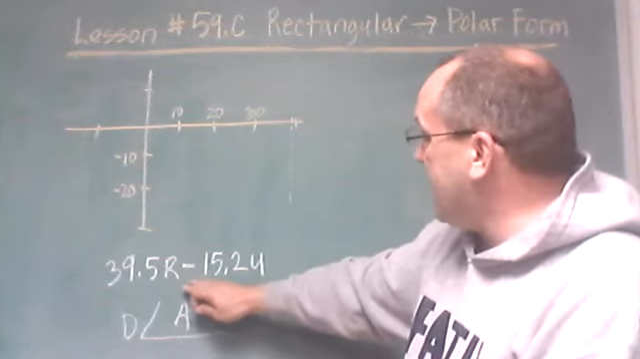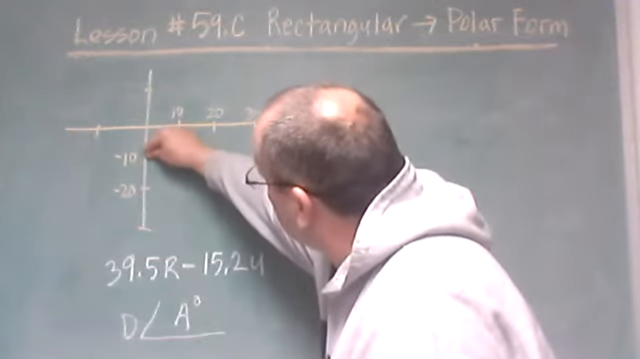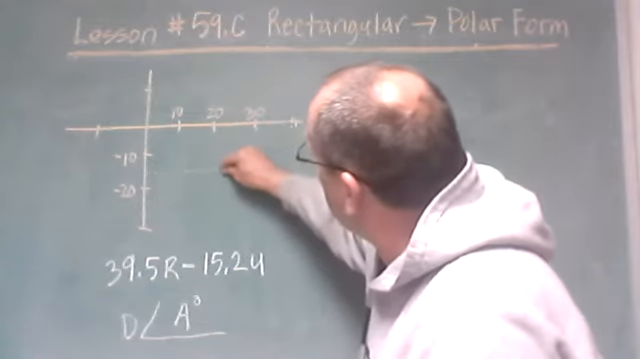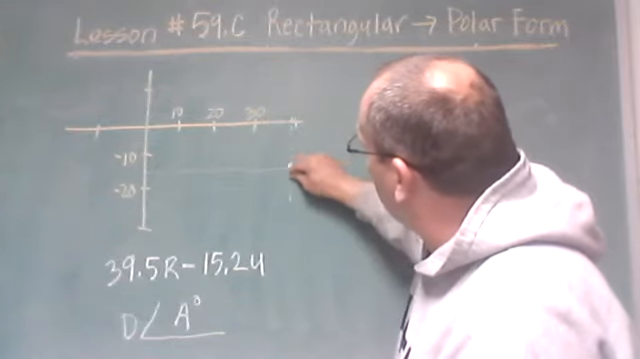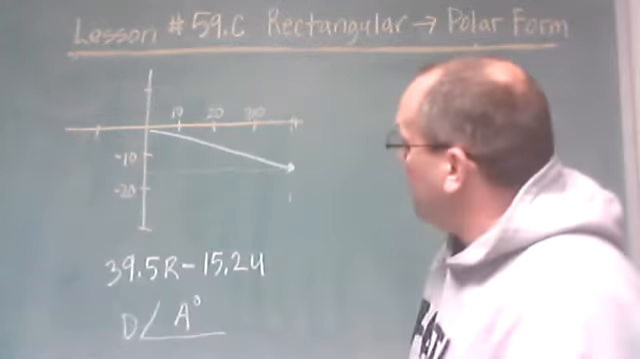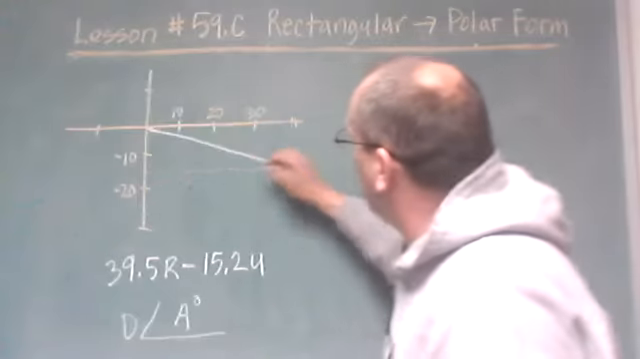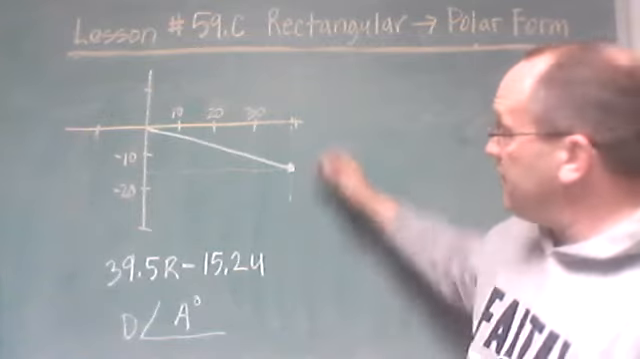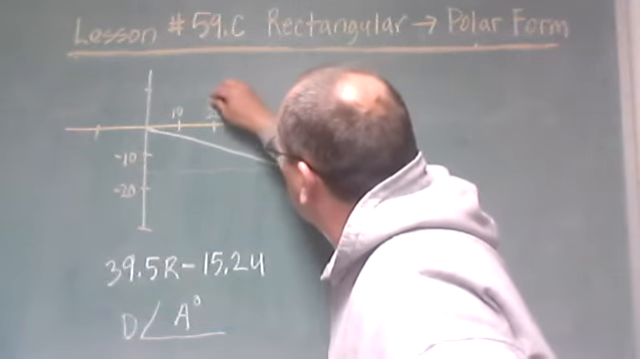And then I'm down 15.2 units. So I'm going to go down 10, and about 15 is about halfway there. So my point will be somewhere here. So what am I wanting to find? I'm wanting to find the expression of that vector from the origin down to this point, 39.5 units to the right, down 15.2 units.